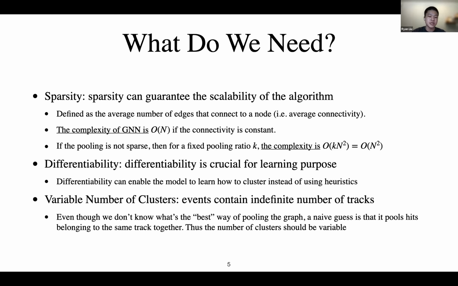Finally, the number of clusters must be variable. This demand comes from a simple observation. We have an indefinite number of particles in each event. And even though the model might not be learning to pool the hits belonging to the same particle together, this is still a good intuition and we should keep the number of clusters variable.